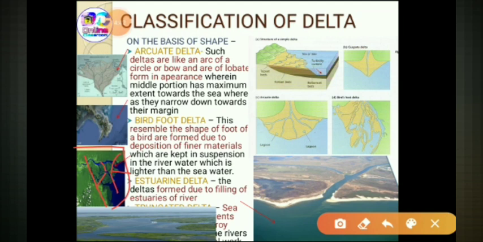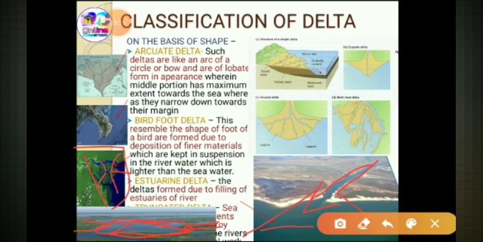Estuarine delta is very common, where the deltas are formed by the filling up of the estuaries of a river. So this is a river which has been flowing and has debouched into the sea, giving rise to the formation of an estuarine delta. While in the truncated delta, the sea meets the river and the sediments are formed, giving a truncated structure. So this is an example of a truncated delta. If we see, the sea meets and it has been huge, giving the structure of a triangle, and it has much land on both sides of the river. So this is an example of a truncated delta.